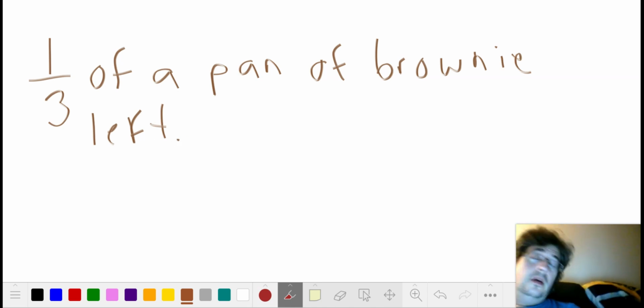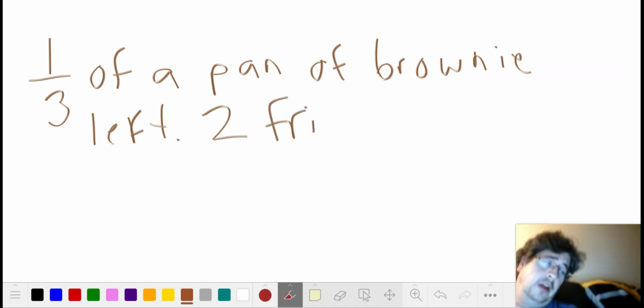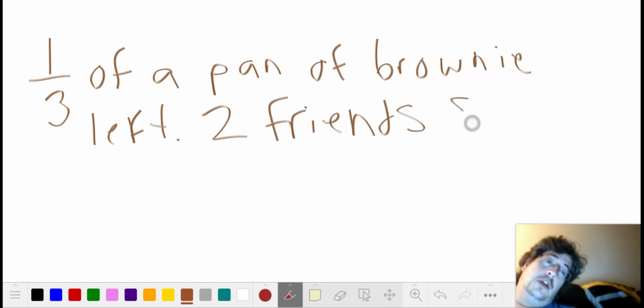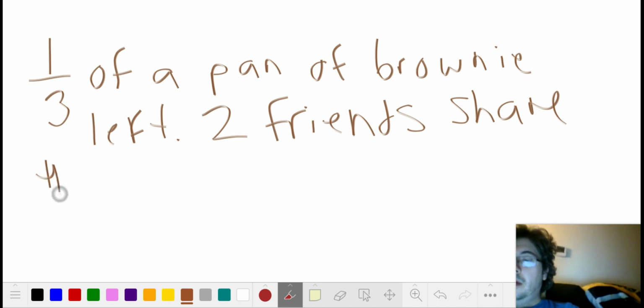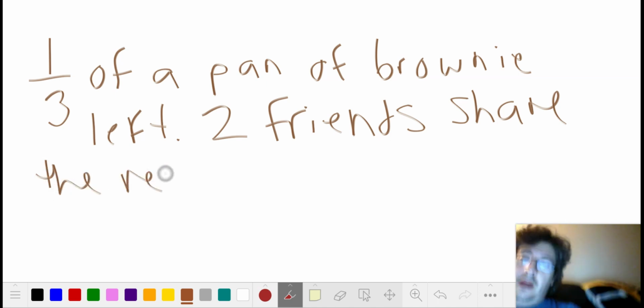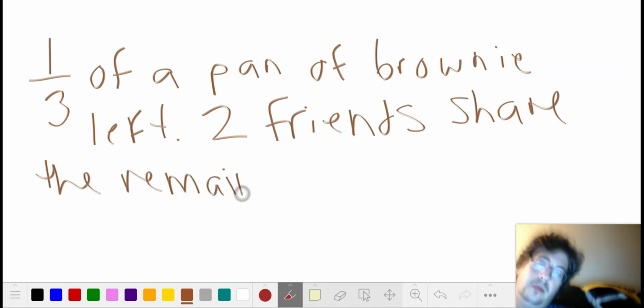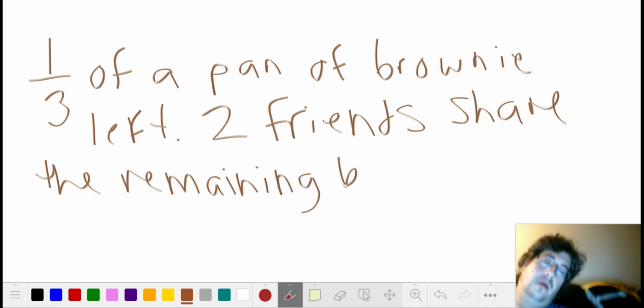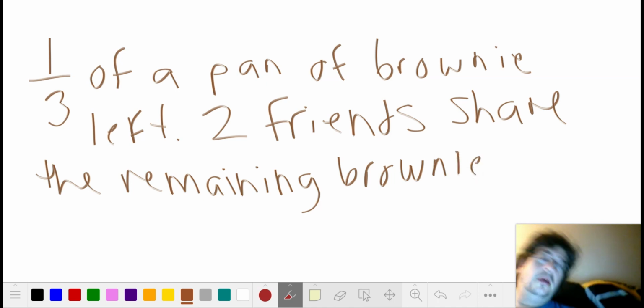Okay. Let's say 2 friends, they're always friends. 2 friends share the remaining brownie. So this is the setup. The question, of course, is what size brownie do they get?